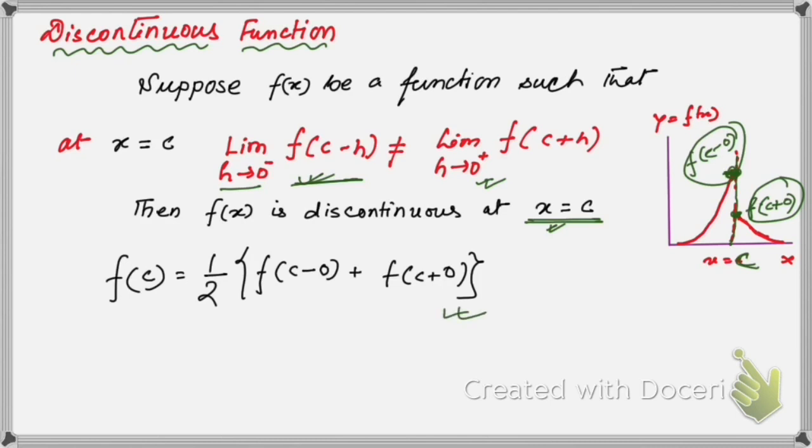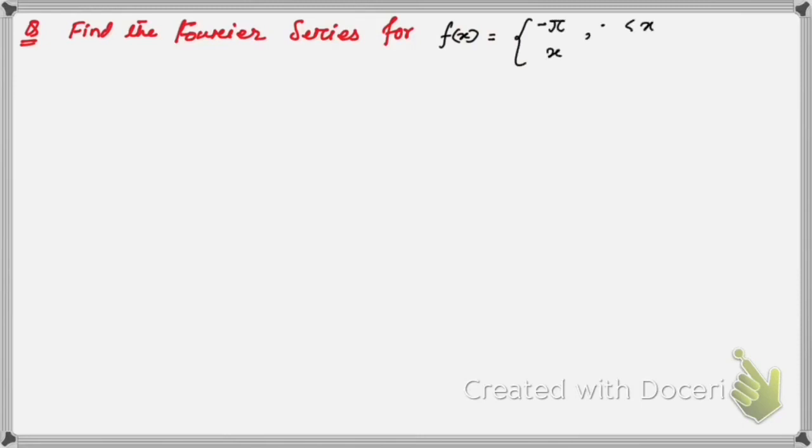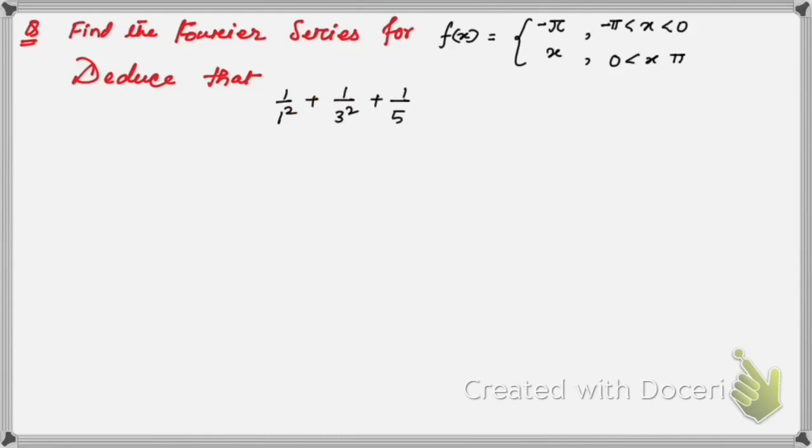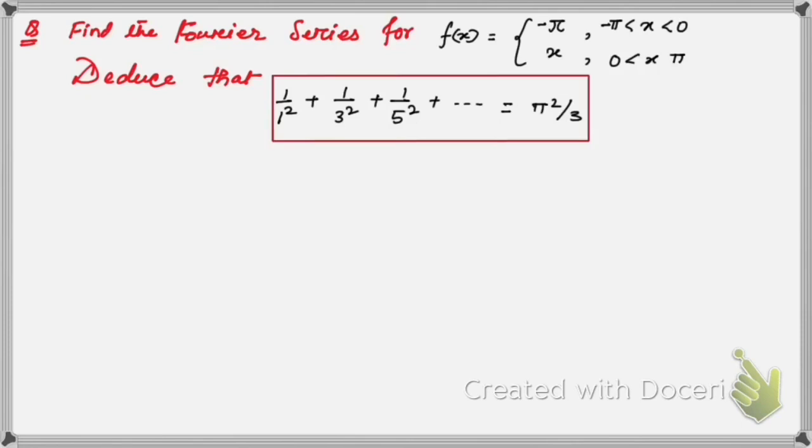Now let me take a question first. Find the Fourier series of the function f of x is equal to this. This is a discontinuous function, you can see clearly it is discontinuous at x is equal to 0, right? And we need to deduce the relation that this series is equal to pi square by 3, right? So now let me solve it.